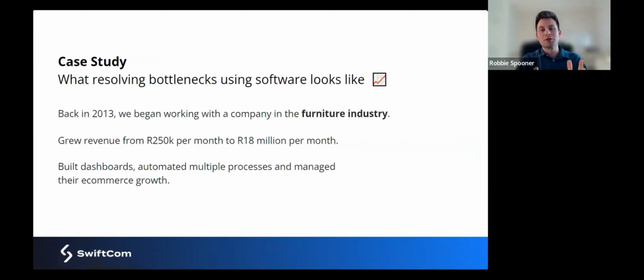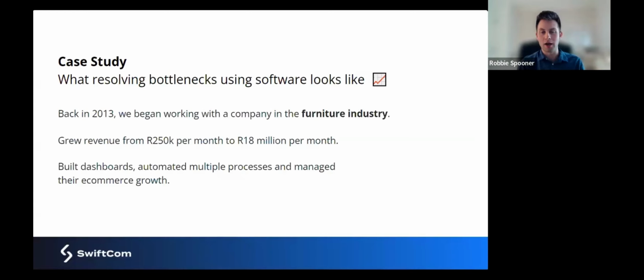Cool. A quick case study for us that we're fairly proud of. This was our first real experience as SwiftCom, at least with our fractional CTO offering, which was led by Chris with this one, and our first real opportunity to be a long-term development partner. And this was all the way back in 2013. So we partnered with a company in the furniture industry, which is still around today, but for confidentiality, we won't mention names. And back in the day, they were doing about 250,000 per month in terms of e-commerce revenue.